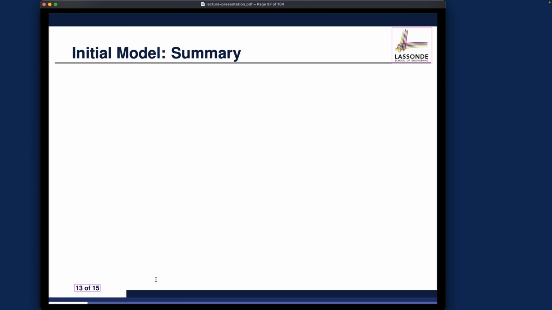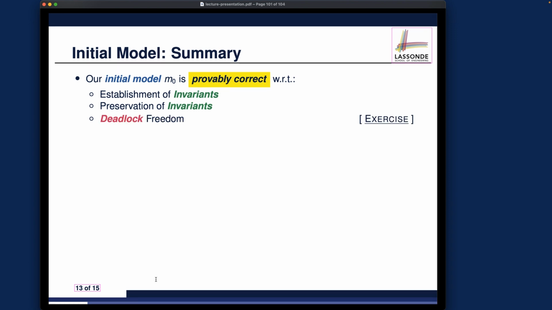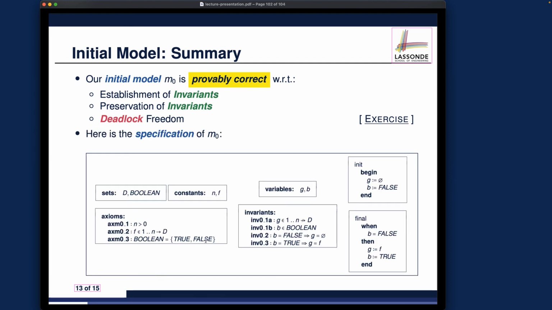Let's now draw a quick conclusion about the initial model, a summary. For the initial model, we can claim that it's provably correct, given that we already proved the establishment of the invariants and the preservation of the invariants. The deadlock freedom is something I will leave to you as an exercise. Think about how you may specify the deadlock freedom. You can definitely refer to the initial model for the bridge controller to see how we formulated the proof and proved it. This should be rather straightforward. And this is simply a summary. I think everything's straightforward, so we don't need to spend any extra time going over that.